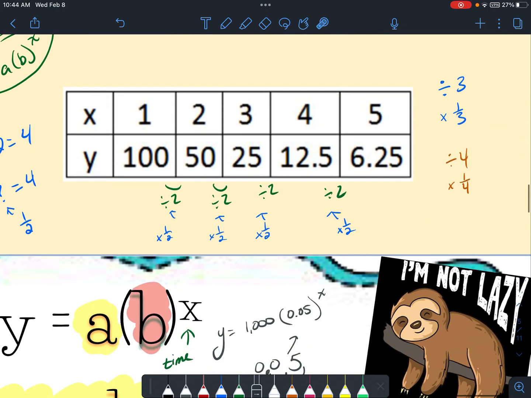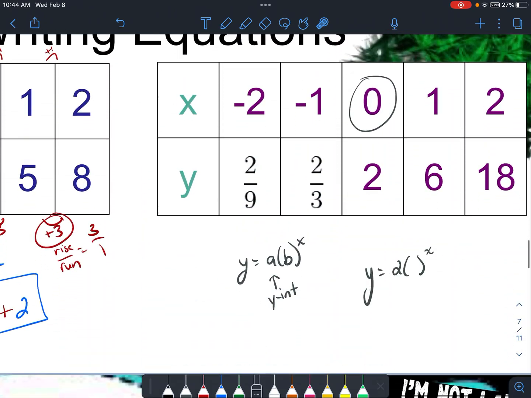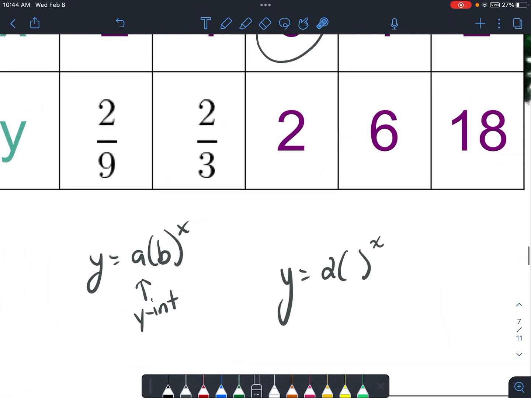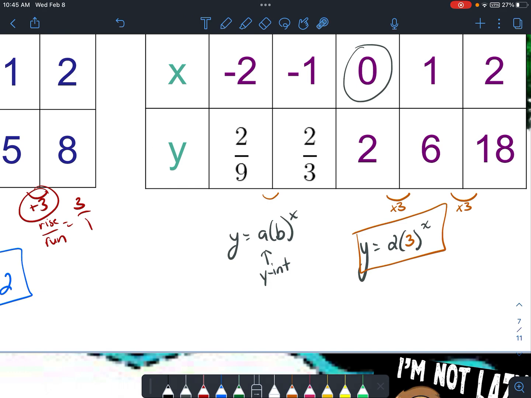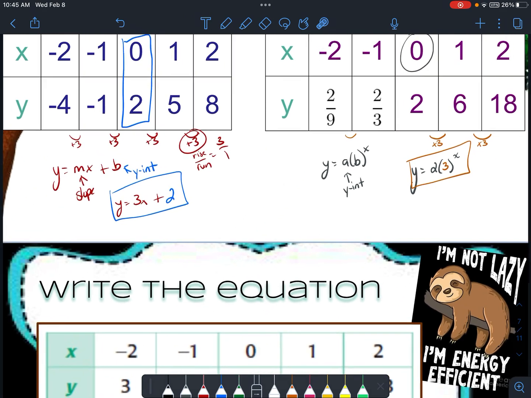So let's look at this guy. What is our growth factor? Right, really difficult when you're looking at fractions. So I'd say skip those for now, and let's look at whole numbers. 2 times 3 gives me 6. So my growth factor is 3. I like to say double check it. Give the next one a shot. Is that one also 3? Well, yeah, 6 times 3 is 18, so our growth factor is 3. And that becomes our equation. We identify the y-intercept, and we identify the growth factor.